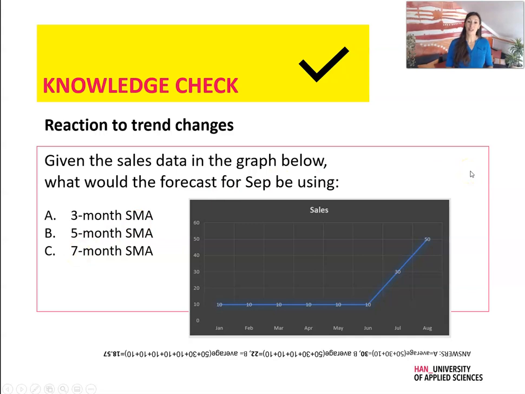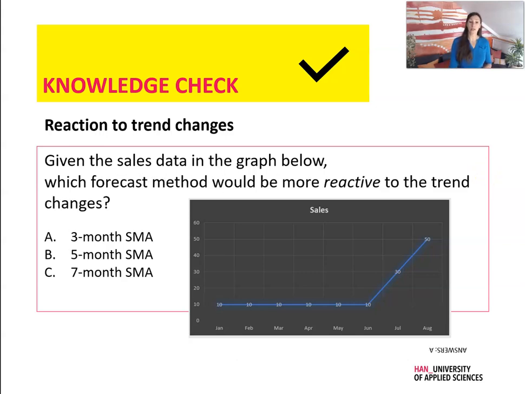You can pause this video briefly, do your calculation, then you can check your answers here at the bottom of the slide. In the meanwhile, I want to present to you the next knowledge check, with the same data points: the same 10 units for the last 6 months, plus a 30 and a 50 for July and August. Which forecast method would be more reactive to this trend change? Would it be the 3, the 5, or the 7 month? Think about it, and the answer is here at the bottom.